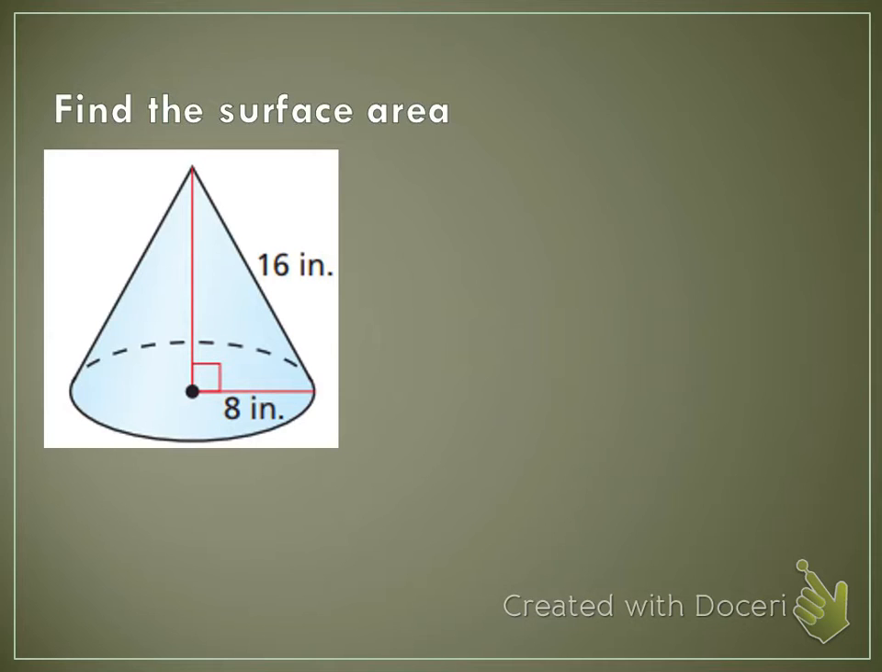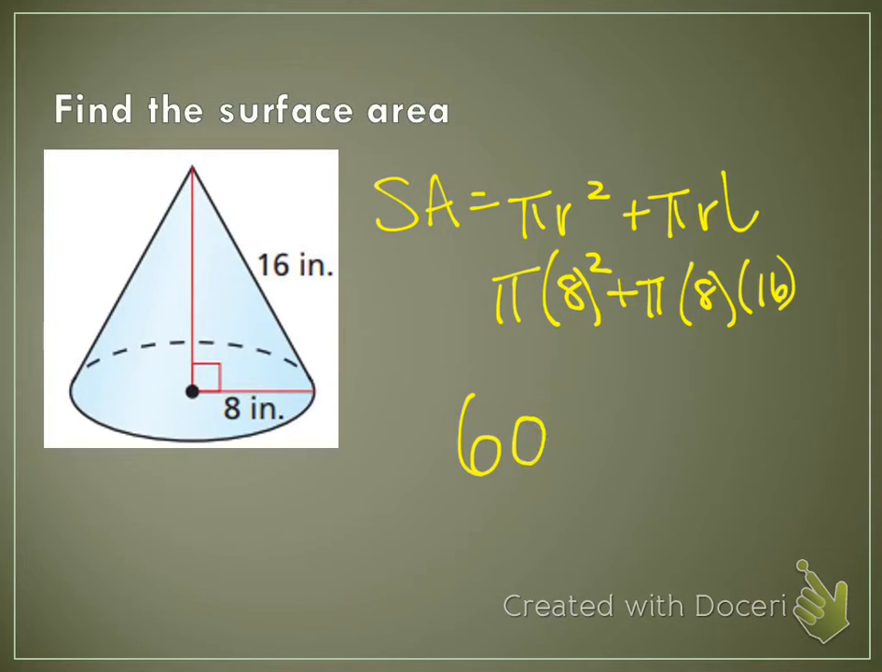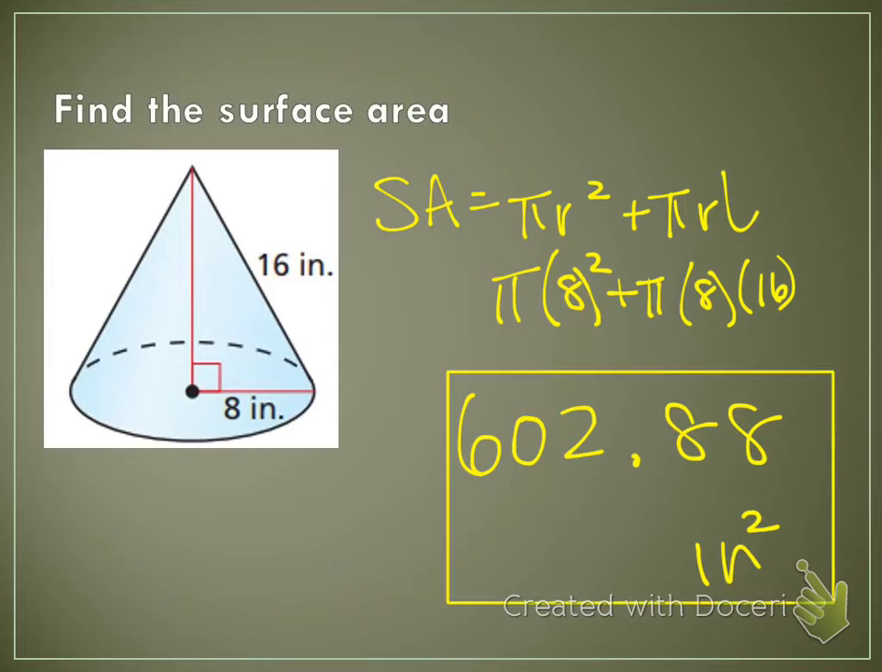Correct? Correct. Do I need to do the Pythagorean theorem? No. Surface area equals pi r squared plus pi rl. What is the radius? 8. And then the slant height is 16. You do end up with 602.88 inches squared.